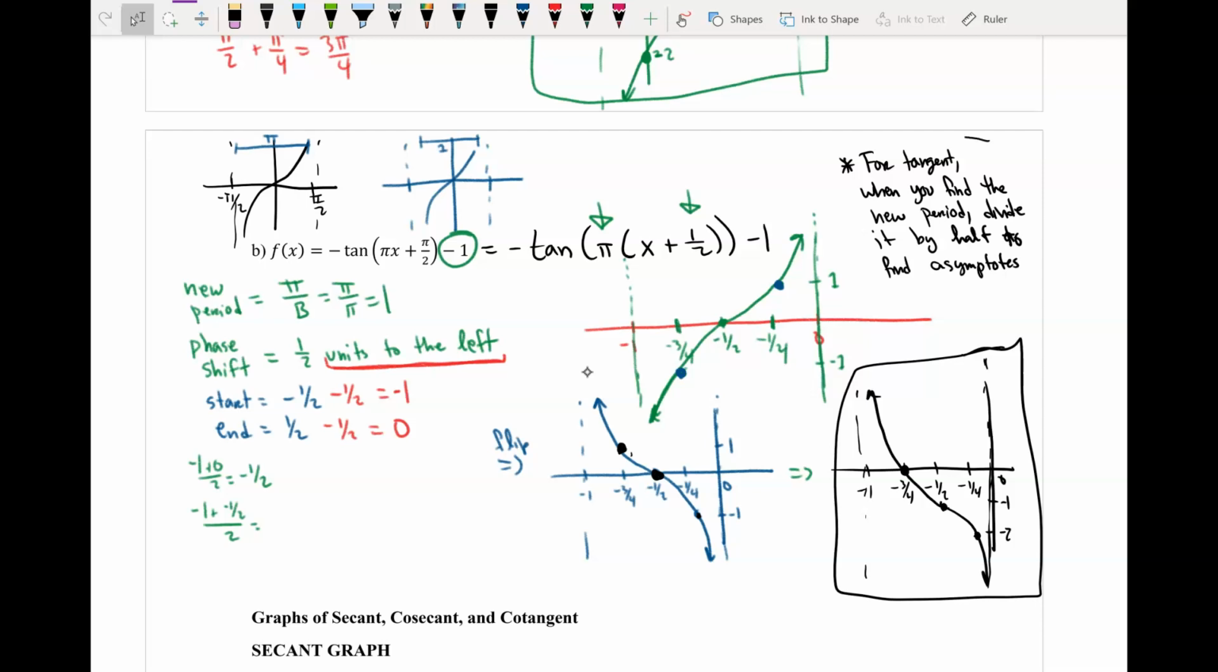And notice that because we knew that the period was 1, we divided it by half, so now my asymptotes were going to be at negative 1/2 and 1/2, because negative 1/2 to 1/2 is just going to give you that whole one unit of the period.